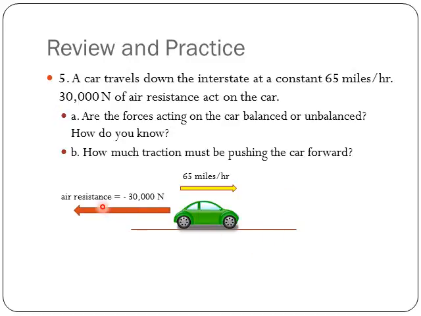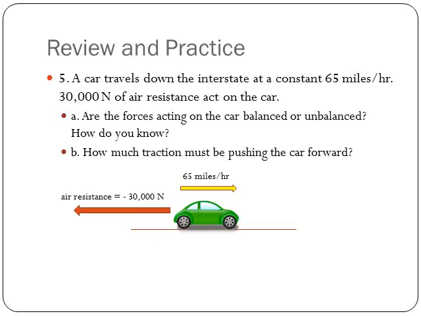And notice here I have labeled that a negative 30,000 newtons. You could label that positive 30,000. There would not be anything against that. The one thing I would say, though, is if we're calling this a positive 65 miles per hour going to the right, then going to the left, by definition, then must be negative. So that's why I chose to label that a negative 30,000 newtons.